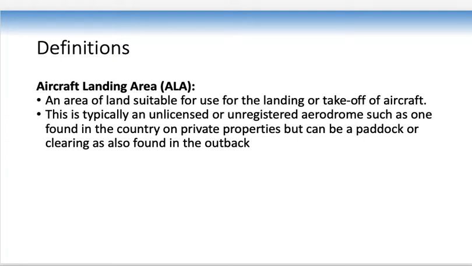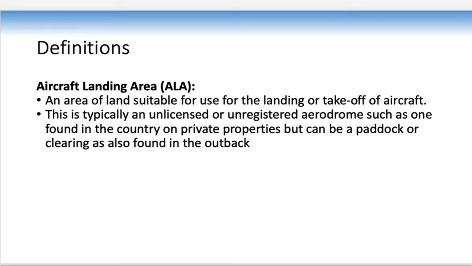So definitions: aircraft landing area, an area of land suitable for use for the landing or takeoff of aircraft. Our aeroplanes can land on surfaces and runways that aren't bitumen, such as grass or surfaces made out of dirt strips. And this is typically a licensed and unlicensed or unregistered aerodrome, such as one found in the country on private properties, but can also be a paddock or a clearing as found in the outback.